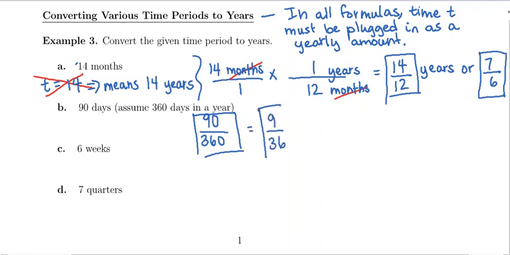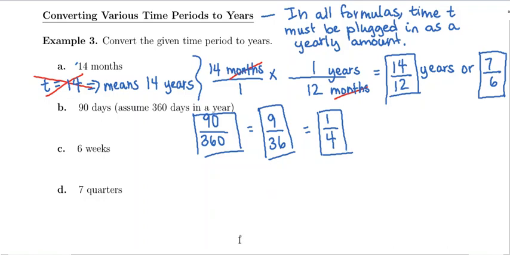That's another way you could enter the time. Okay, that reduces even further. 9 goes into 9 one time. 9 goes into 36 4 times. Okay, so that's another acceptable value for time.